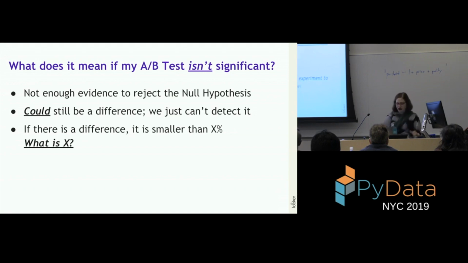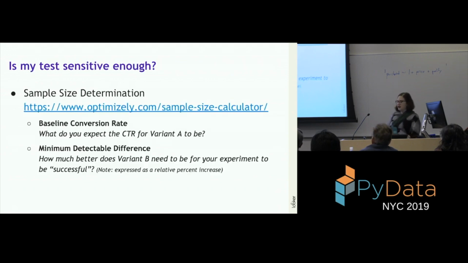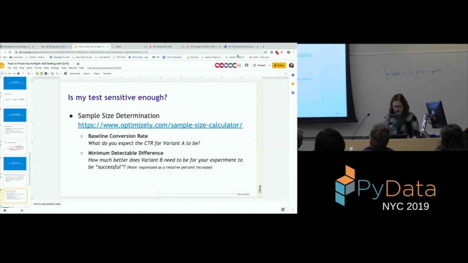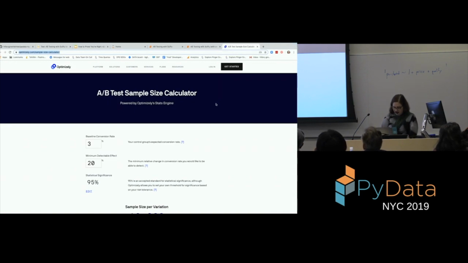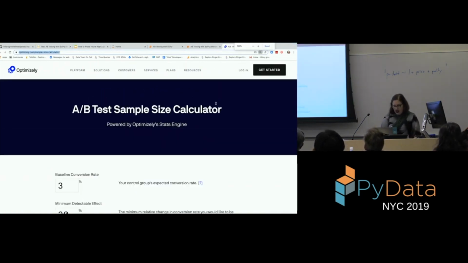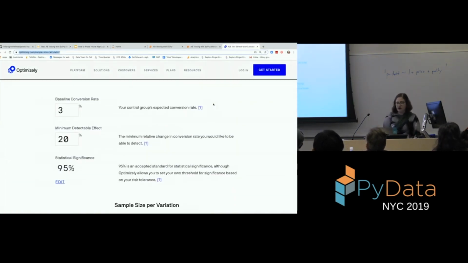Now, how do we do that? Conveniently, there are online calculators. You could play around with that simulation tool that I showed you in the beginning, but why would you do that when there's an online calculator? It's so much easier. This is a really easy one, the Optimizely sample size calculator. It has a whole bunch of parameters that you'll notice are very different from what we saw in SciPy. So let's talk about what these mean.